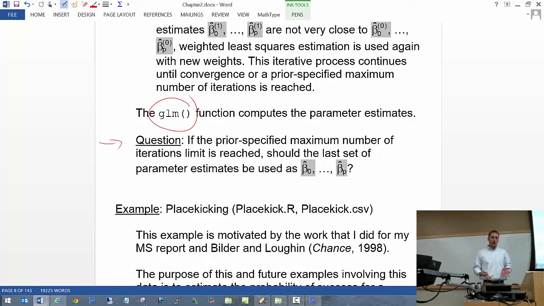You have not converged. Do you think you should use your beta hats? No, because at the next iteration, they could change. And remember how important these beta hats are to us. They allow us to interpret the relationship between x and pi, or you can say equivalently x and y. So if your beta hats change, your interpretation will change. You wouldn't want to use any kind of model that has parameter estimates in it that had not converged.